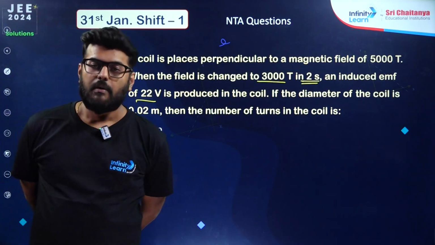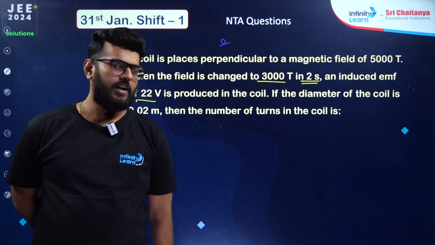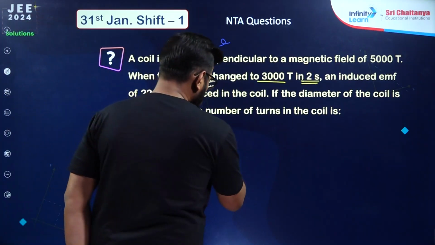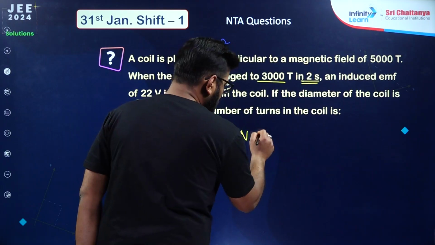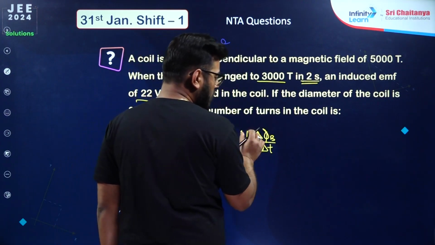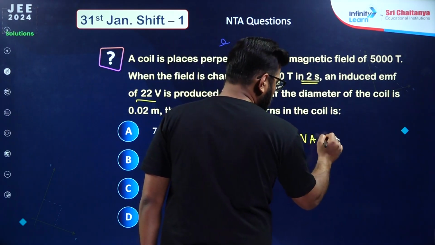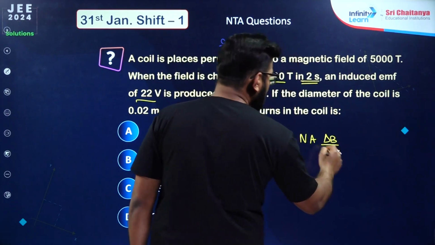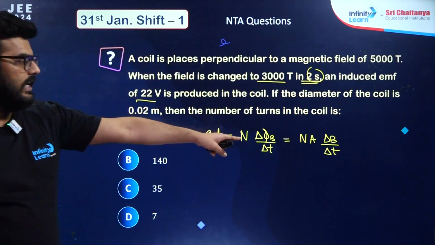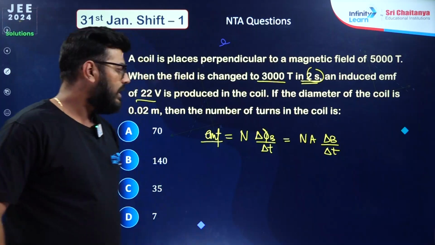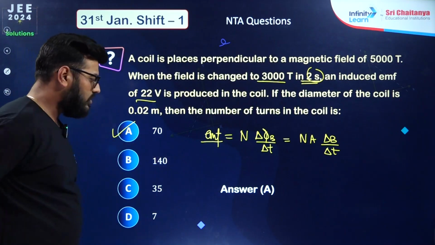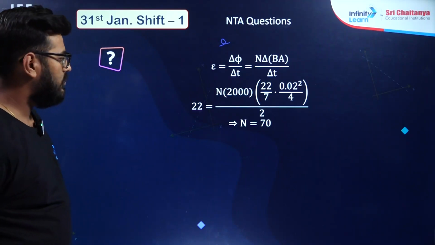EMF generation will be minus of N d phi upon dt, where the magnetic field line is changing. So minus of N delta phi by delta t. So EMF will be N into delta phi B upon delta t, where the area isn't changing, magnetic field is changing, so area will get out: N A into delta B upon delta t, and then given the value of time in 2 seconds it is changing from 5000 to 2000, delta B given, A given, delta t given, EMF is also given. You need to calculate the value of N. A simple question based on a simple formula. Option number A is the correct answer over here, as you can see.